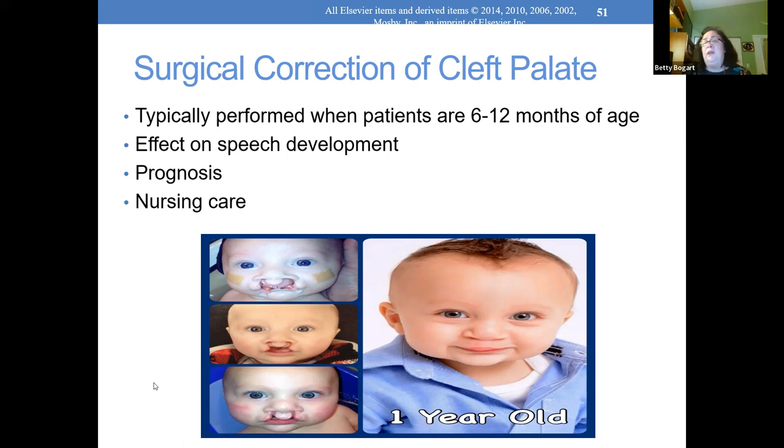But these kids do really well. Again, encourage them to talk, get them to speech therapy, very important for these children.